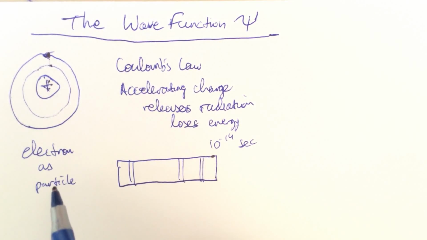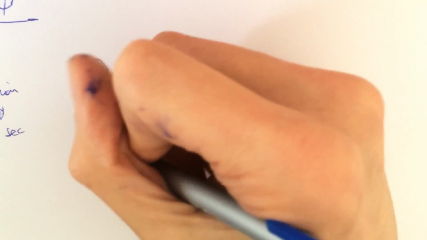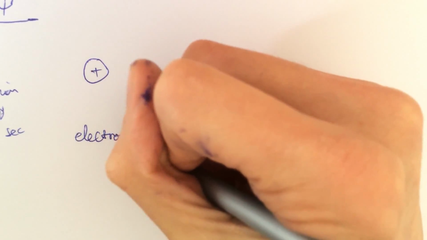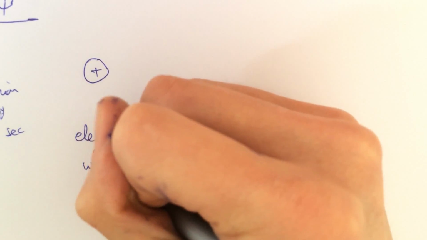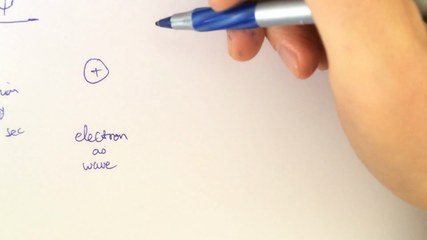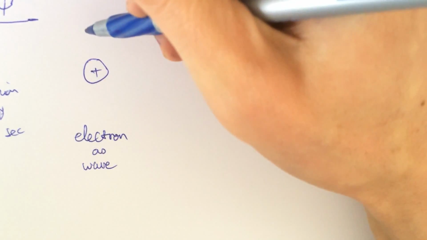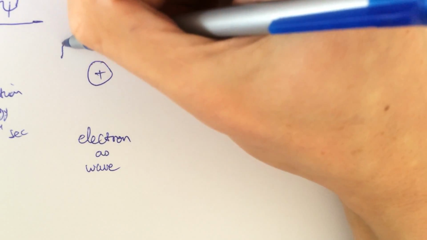Maybe we need to describe the electron as something else. And that something else, we could say, is a wave. It seems very strange at first that an electron would be a wave, but let's see what happens if we take a look at it.